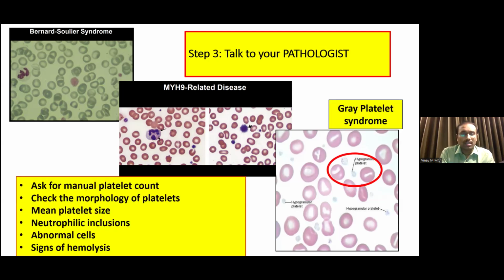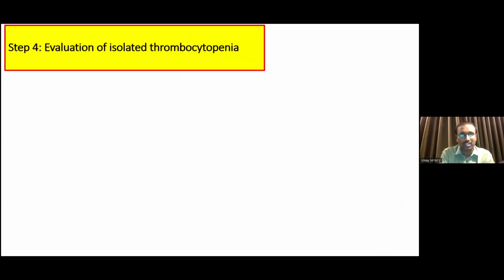So important is talk to your pathologist, ask for a manual platelet count, check the morphology of platelets on the smear. Mean platelet volume also should be considered. Neutrophilic inclusions should be specifically asked for if you're suspecting. Look for any abnormal cells and any signs of hemolysis. This will give us a lot of clue about which way we are heading in our diagnosis.